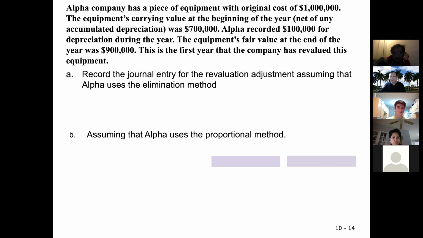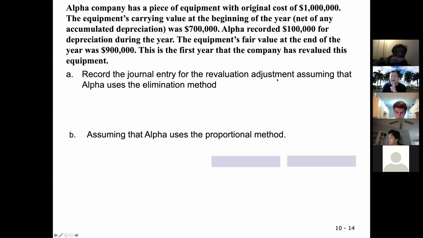It would be a debit of 700,000. No, wait, net any accumulated depreciation was some. Oh, never mind. Yeah, that's the carrying amount. Do you credit the accumulated depreciation for 100,000? No. Good try. I would debit. Oh, go ahead. Sorry, I was going to say when you credit the equipment for 100,000. You credit equipment for 100,000, right?